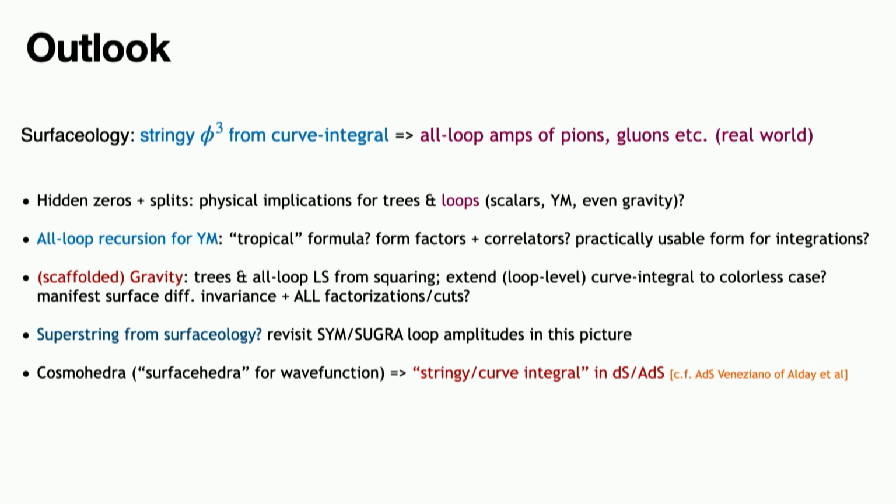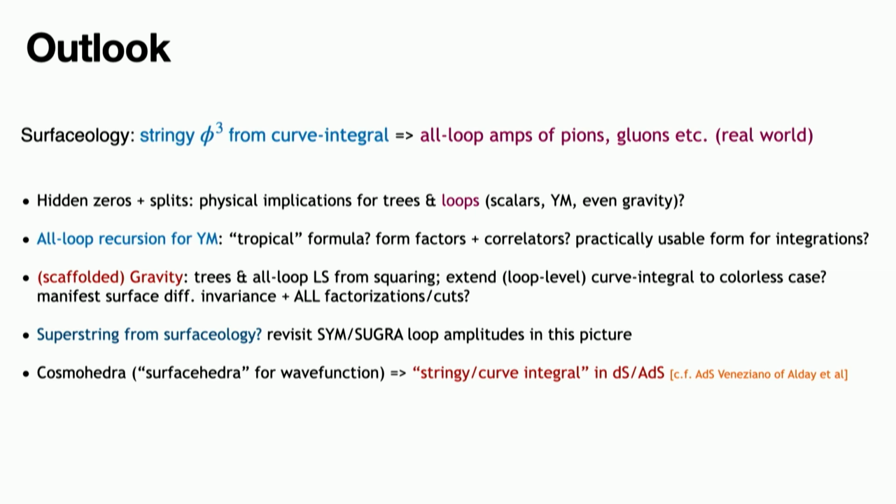I think there are many things to explore in the future, especially this all-loop recursion for Yang-Mills, which is a very useful tool, but we haven't touched gravity, right? Everything I talked about applies to colored particles, and at tree level or even at the all-loop leading singularity level, you can easily square it to get this scaffolded gravity. But the true challenge lies in extending this curve integral to the colorless case, not to this positive geometry of the worldsheet, but really to the complex case. And how do you make all this non-planar factorization and cuts also manifest in those cases?